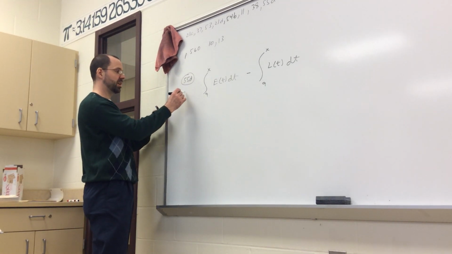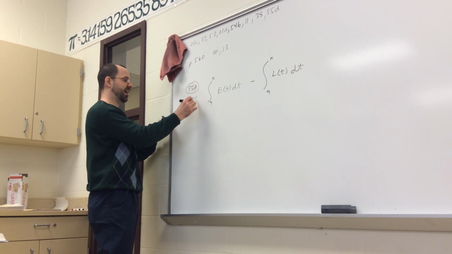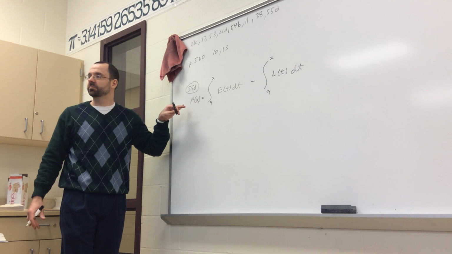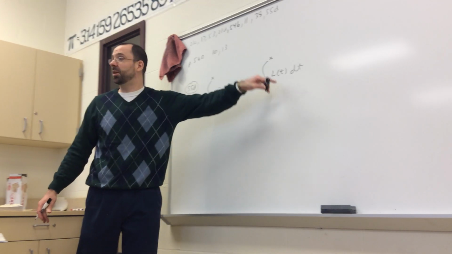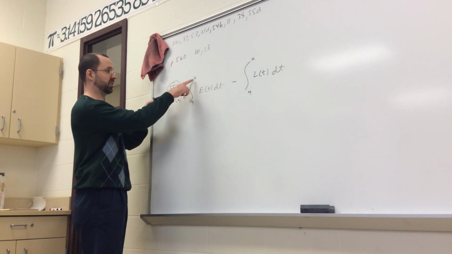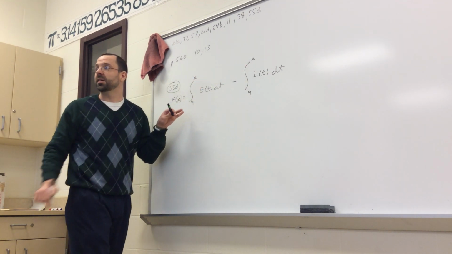So this is P of x, standing for the number of people in the park. The number that entered minus the number that left. If you want to know how many are in there at noon, you just put a 12 there and a 12 there, and then you've got it.